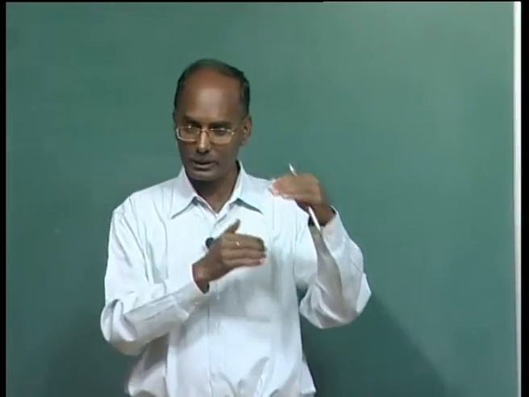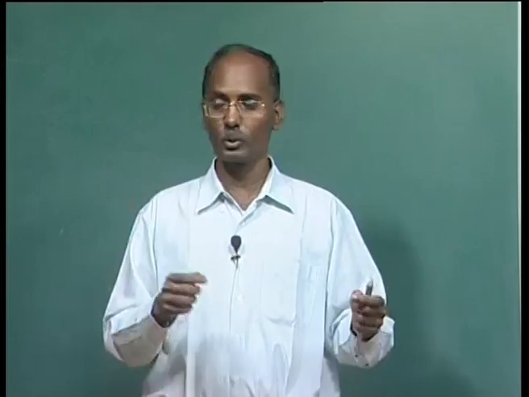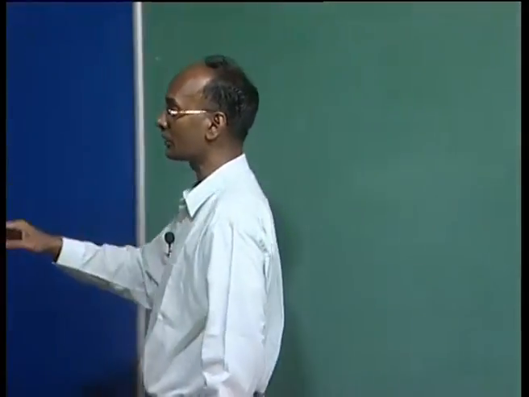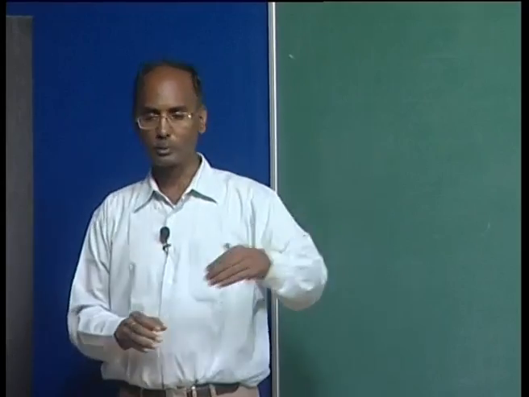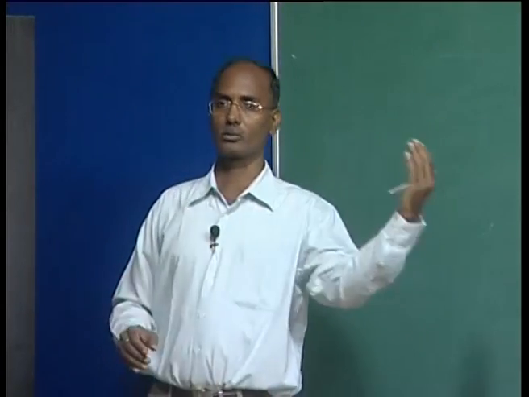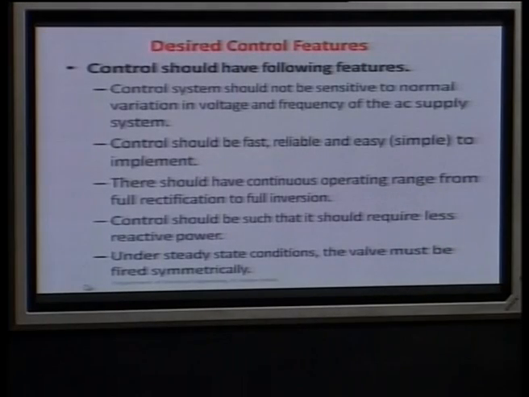So the rectifier operation should sometimes also act as an inverter, and it should be continuous, not an abrupt change. If you are operating as a rectifier, you can go to inverter and then again from inverter to rectifier whenever required. So it should have a continuous operating range.